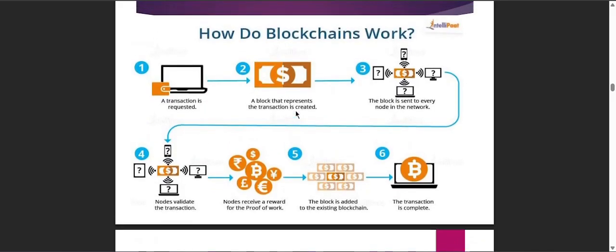So in the next part, we can conclude how the transaction structure will work, and we can view that in the next session.